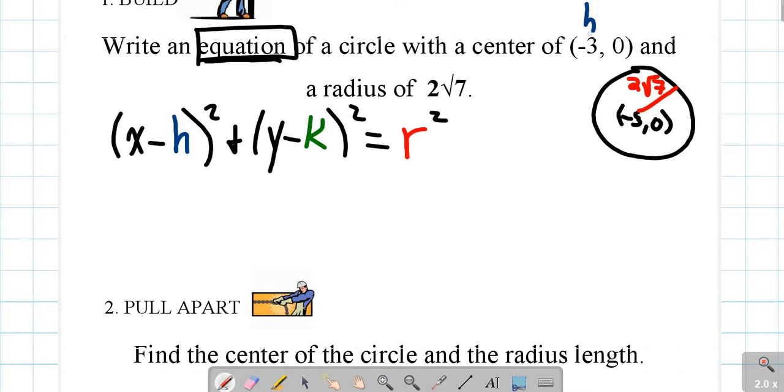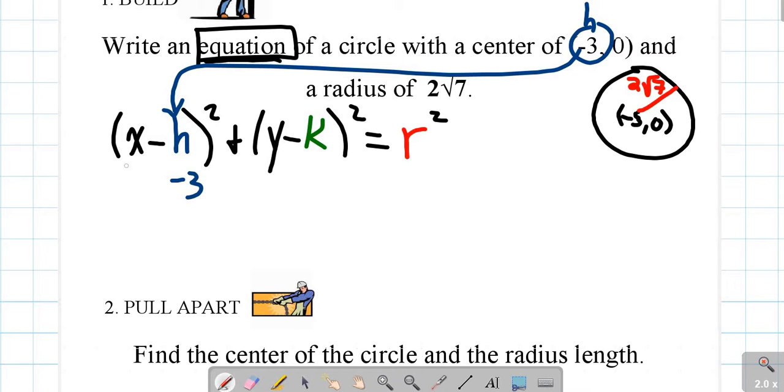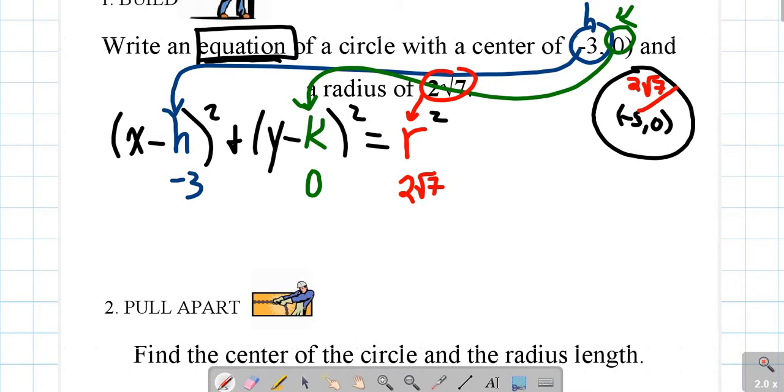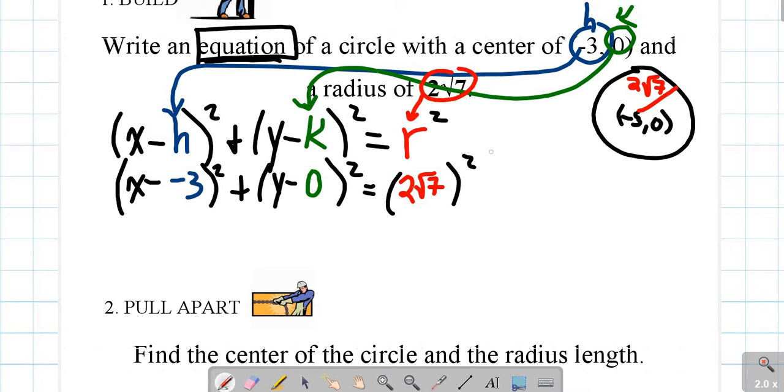This is your h. You want to circle the -3, and we're going to plunk it right in there. Do nothing with it. Just put it right underneath where h is. This is our k. Put a little arrow. We're going to plunk it in right there, 0. And we're told our radius goes right there, 2√7. Now, pull down the equation around it. (x minus -3) plus (y minus 0) squared equals (2√7) squared.